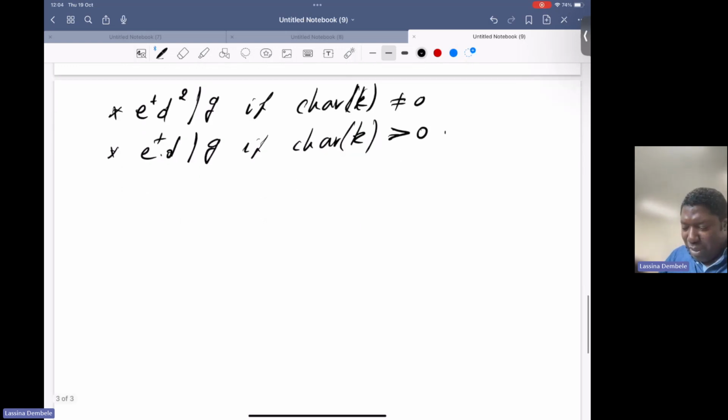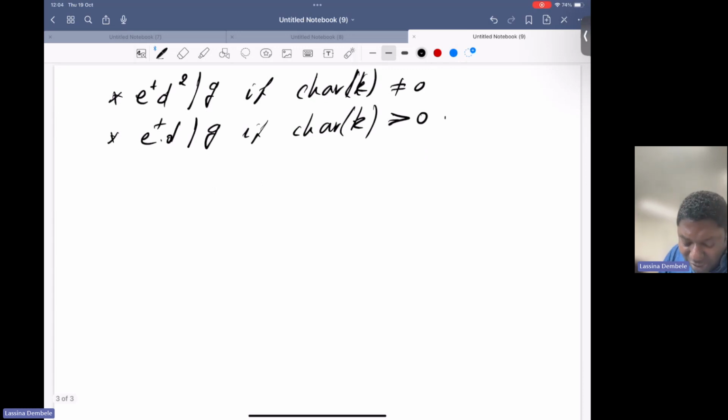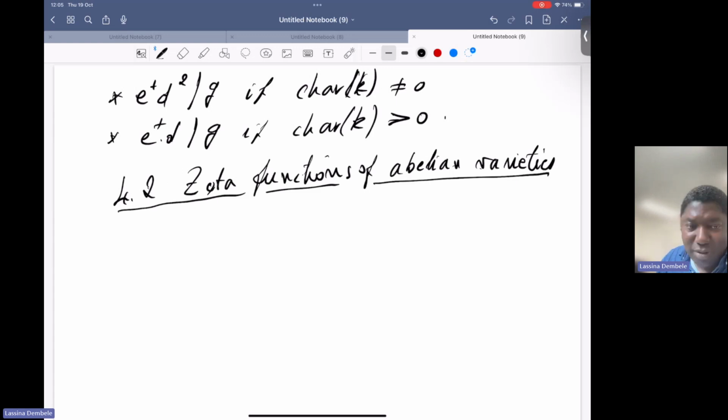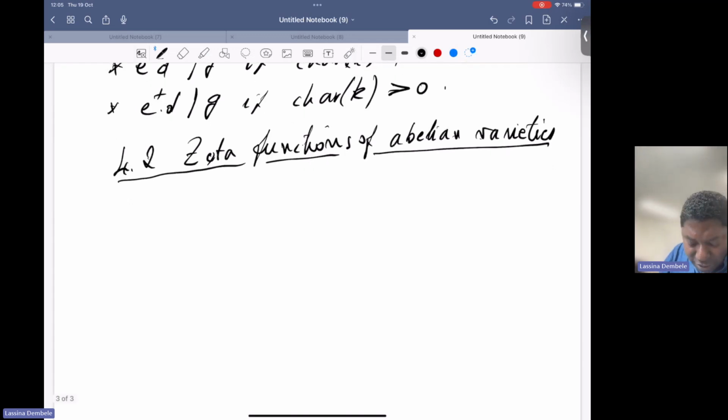So now we can move to Abelian varieties, or the zeta function of an Abelian variety. Of course, when I say this, I always mean over a finite field. Right, so the first theorem we are going to need is the following theorem.